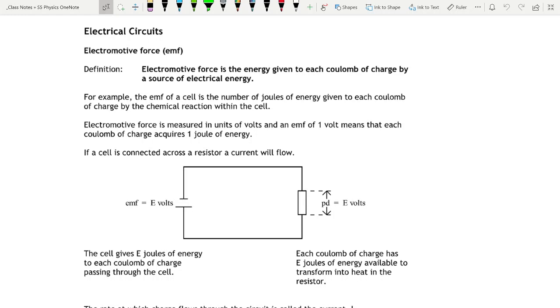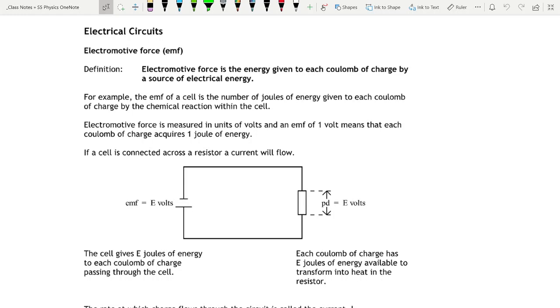So electric circuits. Electromotive force, EMF. EMF is basically what you've just been calling voltage up until now. So electromotive force is the energy given to each coulomb of charge by a source of electrical energy. The source of electrical energy, like a battery, has a certain amount of voltage, and the EMF is the energy given to each coulomb of charge by that source.